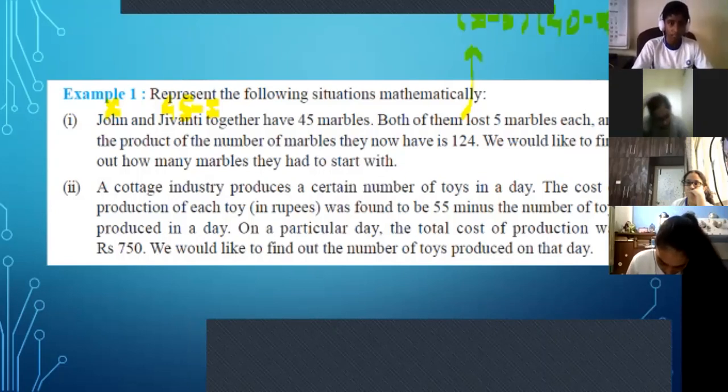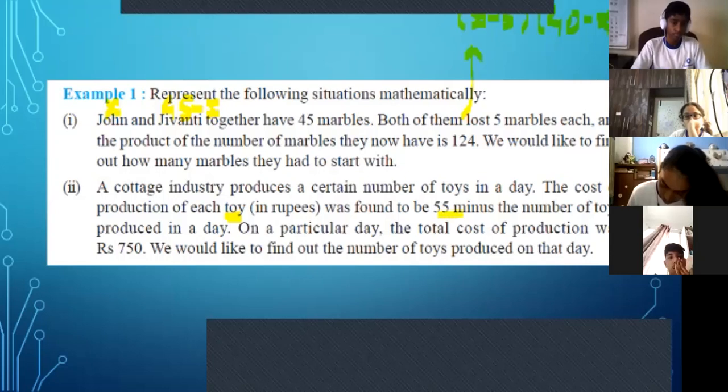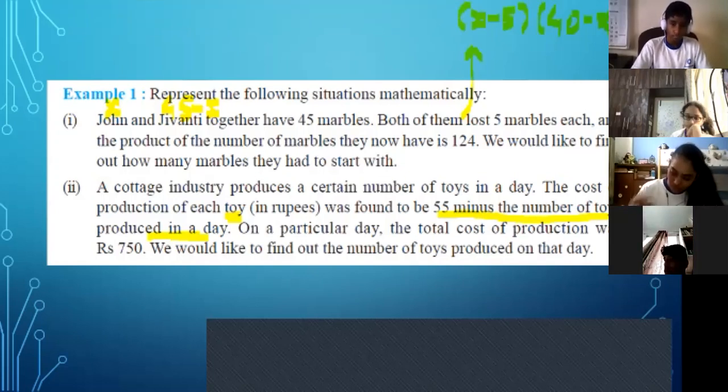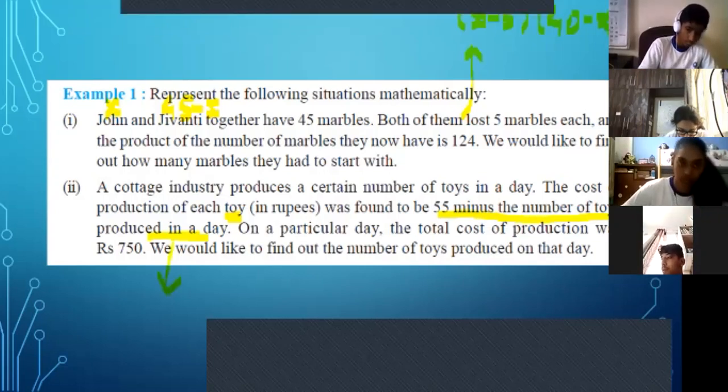Chalo. So here, what are they making? They are making toys, as in Srirangapatna, you might have seen those wooden dolls and wooden toys, right? They might also be made at home and then colored nicely. The cost of production of each toy was found to be 55 minus the number of toys produced in a day. So what should we consider as X? The number of toys produced in one day. Be very careful about what you are writing initially. So the number of toys produced in one day is X.